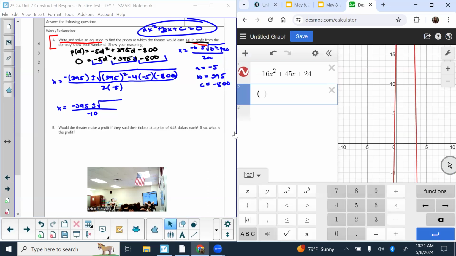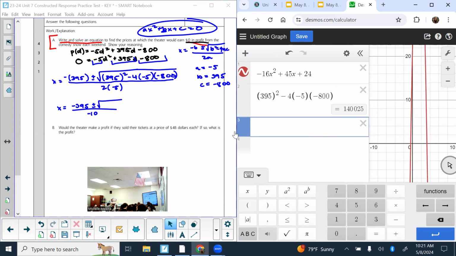So now we're putting what's under the square root in the calculator. So I have 395 squared minus 4 times negative 5 times negative 800. Make sure you use parentheses. That is so important. Anytime you put something in parentheses, it gives me that big number, which if I go to check if that's a perfect square, all right, it's not a perfect square.